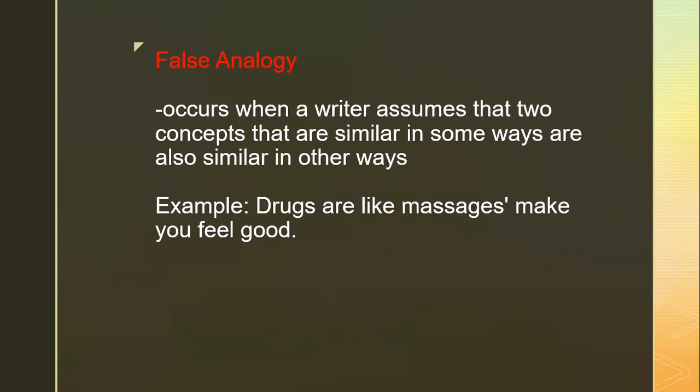Then we have false analogy. It occurs when a writer assumes that two concepts that are similar in some ways are also similar in other ways. Meaning, you compare two things which do not have the same characteristics. Okay, example, drugs are like messages to make you feel good. So in this type of example, you cannot compare drugs with messages.